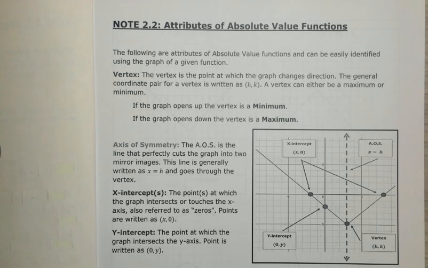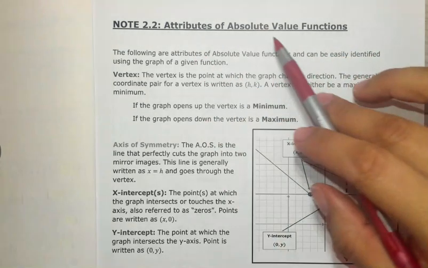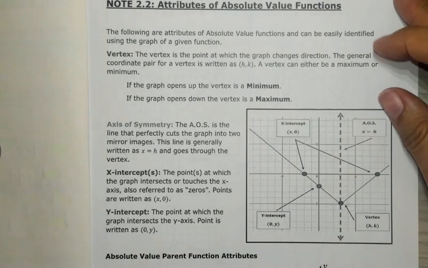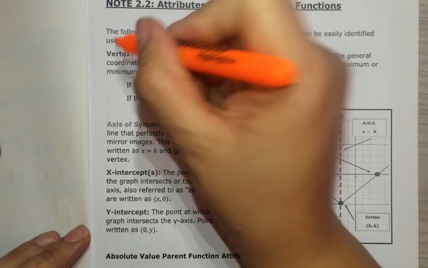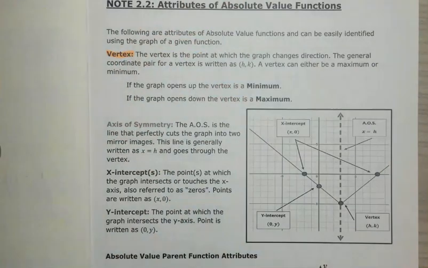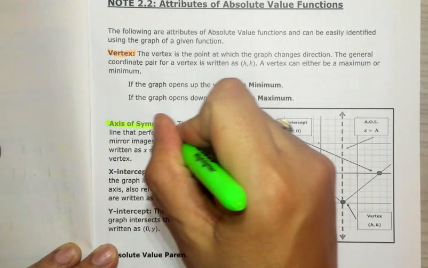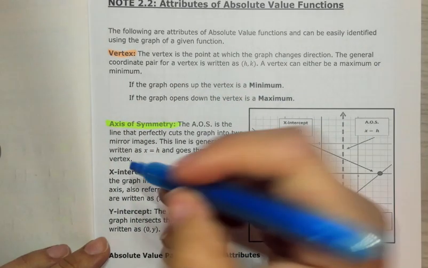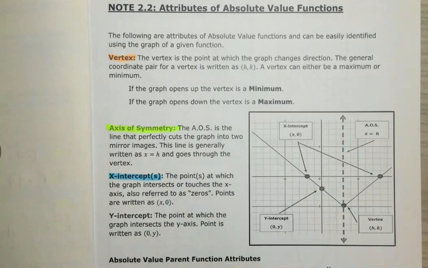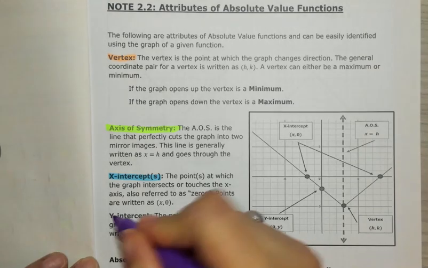Alright, students, in this video, I'm going to go over the attributes of absolute value functions. So this goes over several vocabulary words that you need to memorize or understand. We have the vertex, we have the axis of symmetry, we have the x-intercepts, and we also have the y-intercept.